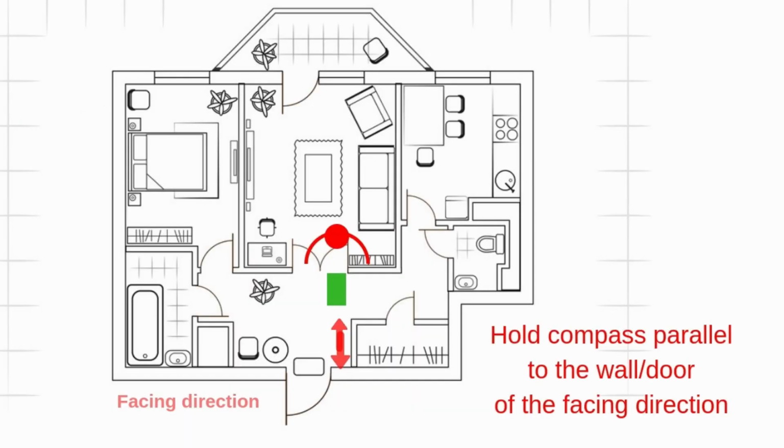Once we decide the facing direction of the building, we can stand facing that direction with our hand holding the luopan. Just make sure we are standing with the device parallel to the wall that's the facing direction of the building. It doesn't matter if you are in front of the front door or in the middle of the house or on the left or right side, the reading should be the same.